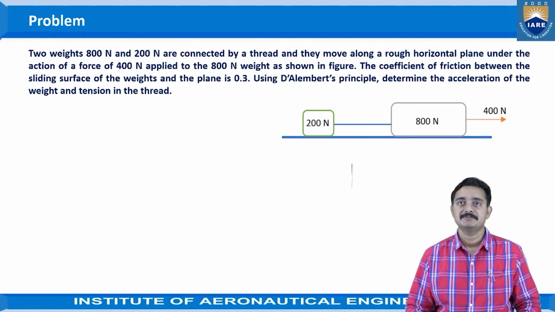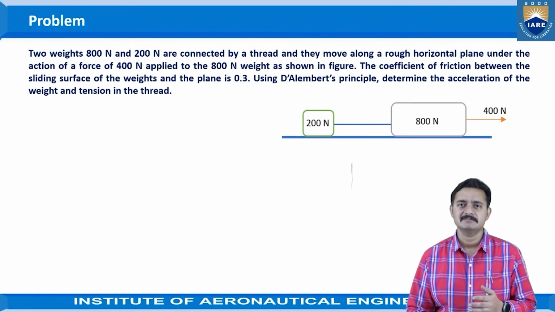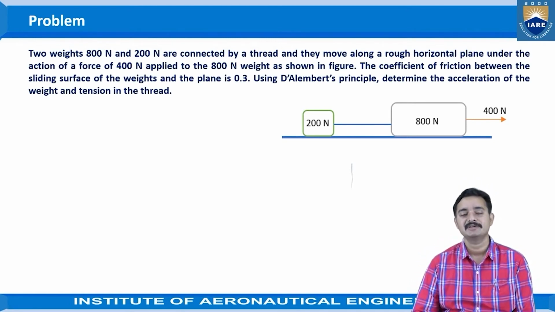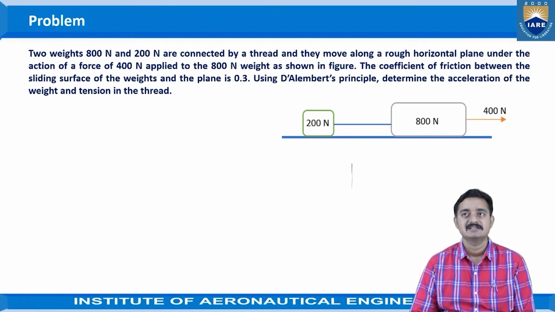The coefficient of friction between the sliding surface of the weights and the plane is 0.3. Using D'Alembert's principle, determine the acceleration of the weight and tension in the thread. So we are going to involve D'Alembert's principle, nothing but we are going to involve the inertia force into the system and we are going to calculate the tension and the acceleration of the system.